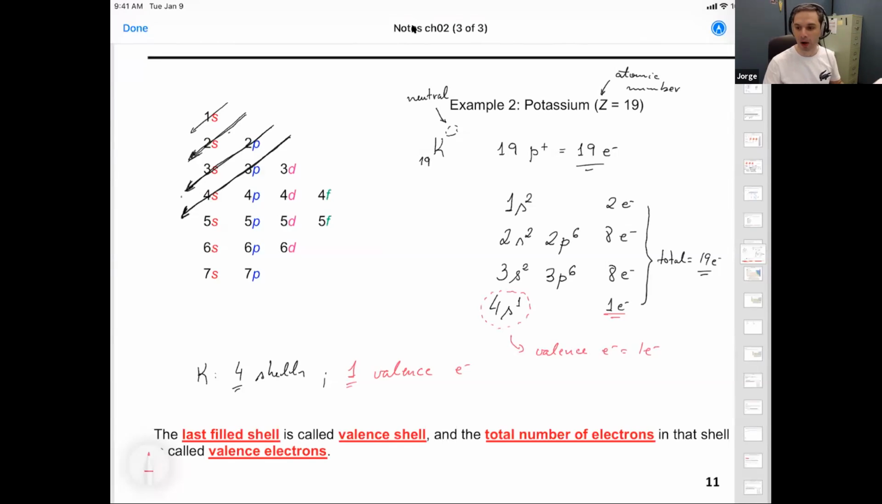And that's how you distribute the electrons among shells and subshells. Okay. Unfortunately, I don't have time here to show more examples, but I showed you the basics. And if you follow this strategy, you are going to be able to draw the electron configuration for any kind of element. Okay.